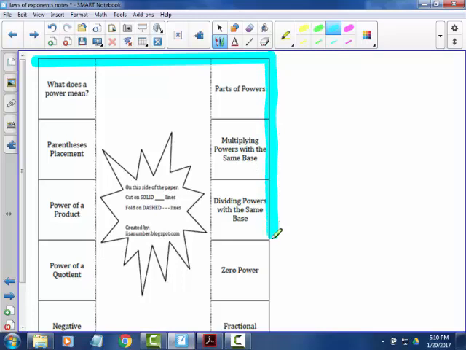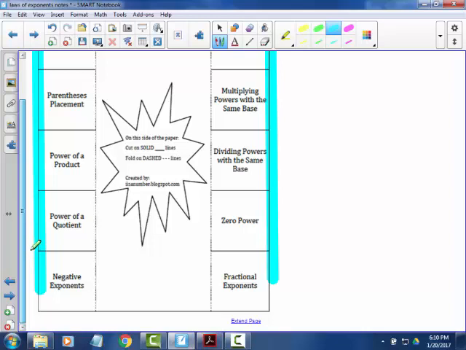Okay, everywhere where the blue highlighter is going, that's where you're cutting. Okay, cutting down the sides. And then around to the bottom. Okay, so once you complete that, you're going to fold the paper. Okay, so you're going to fold along the dotted line.